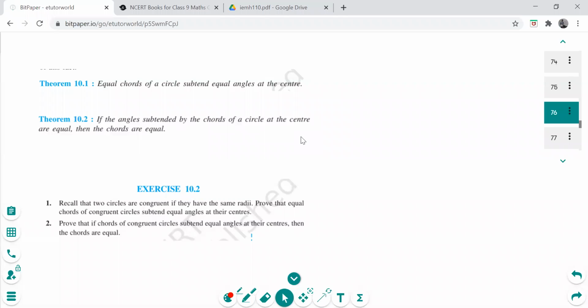Only one student texted me. Kamna was the one. Good Kamna. So theorem 10.2 proof you had to try on your own. Theorem 10.1 I had done myself.